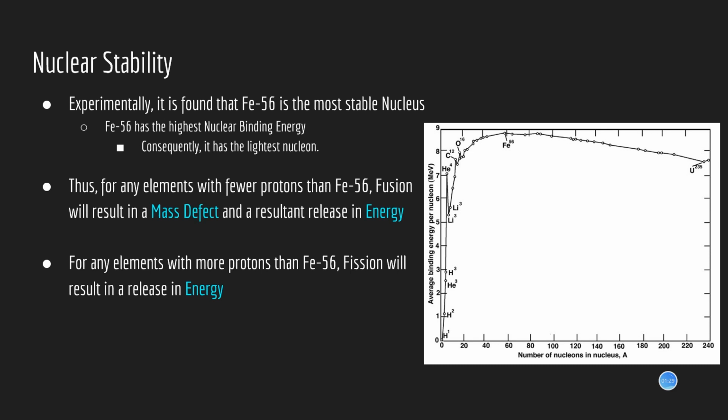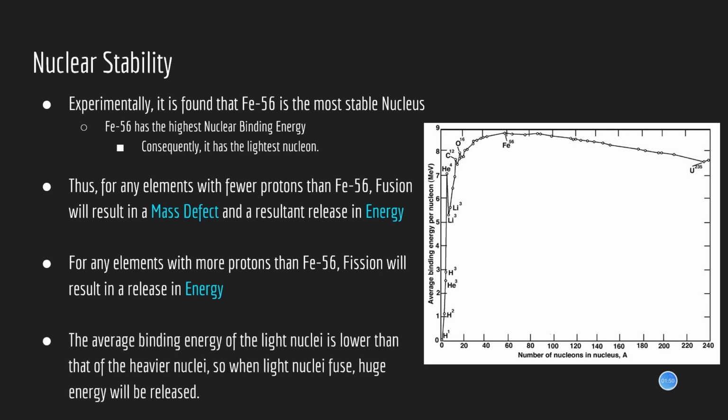Thus, for any elements with fewer protons than iron, fusion will result in a mass defect and a resultant release in energy. And for any elements with more protons than iron, fission will result in a release in energy. The average binding energy of the light nuclei is lower than that of heavier nuclei. So when light nuclei fuse, huge energy will be released. So we often use deuterium and tritium as reactants.